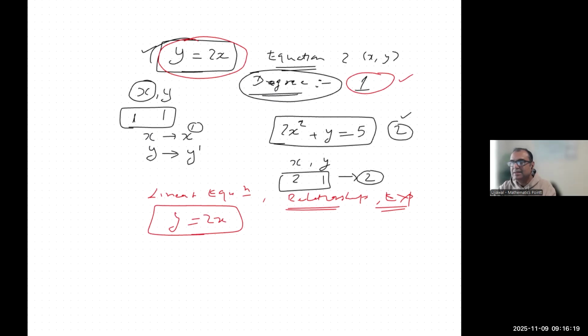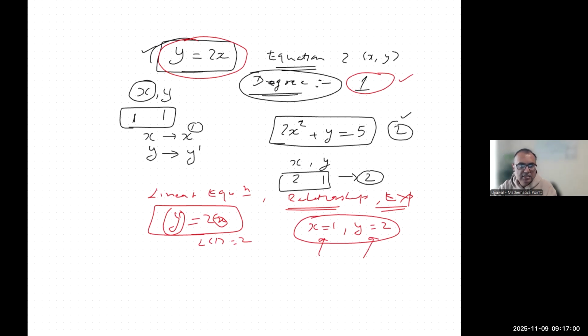Why do we use the term relationship here? We use the word relationship here because there is a relationship between y and x. If I ask you to plug in x equals 1 and give me y, you will say y equals 2. Why? Because 2 times 1 makes it a 2. So you established a relationship. You entered x and you got the output as y. x is 1, y is 2.